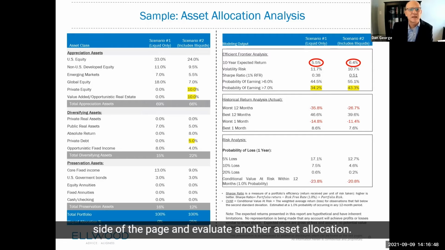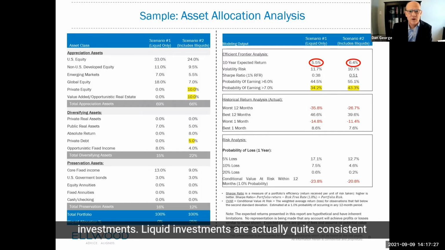the left-hand side of the page and evaluate another asset allocation, scenario 2, which includes illiquid investments or alternative investments. You'll see highlighted in yellow, 10% allocated to private equity, 10% allocated to private real estate, and 5% allocated to private debt. Down at the bottom on the left-hand side of the page, you'll see an illiquid allocation of 25% of the total portfolio. So that seems like a lot, especially if you're going from scenario 1 to scenario 2. But actually, a lot of endowments and foundations have this type of asset allocation and actually have more in illiquid investments.